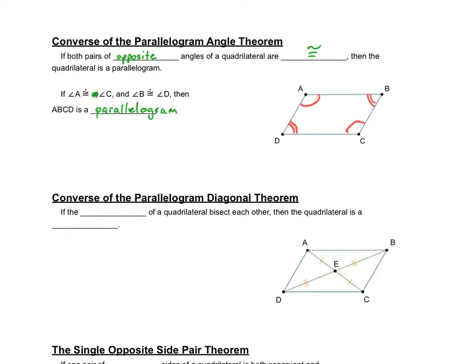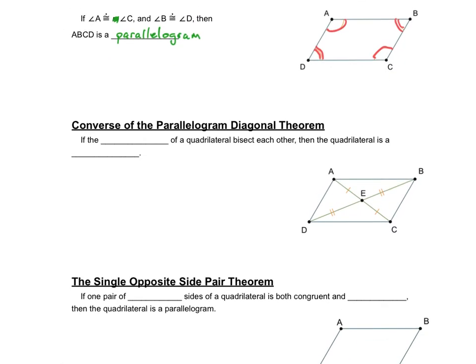Continuing on with the diagonal theorem. The converse of the parallelogram diagonal theorem: we know that the diagonals bisect each other in a parallelogram. Therefore, if the diagonals of a quadrilateral bisect each other, then that quadrilateral is a parallelogram. Again, we are moving forward and back through our theorem.